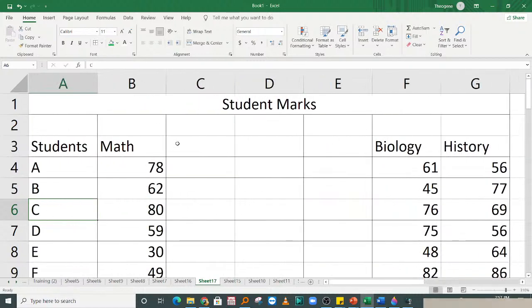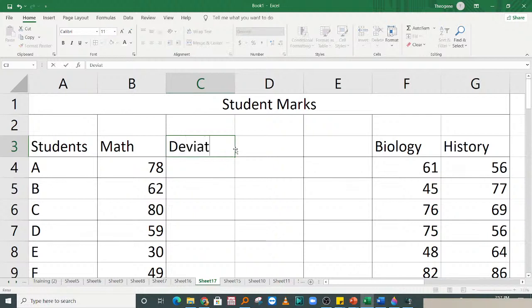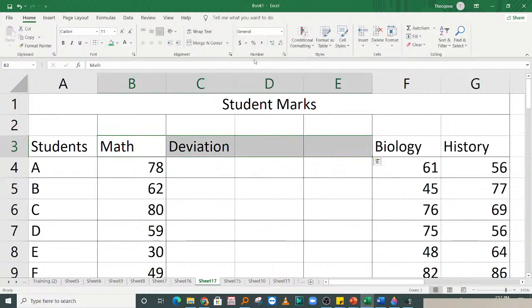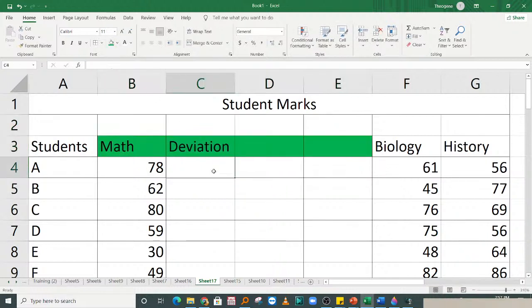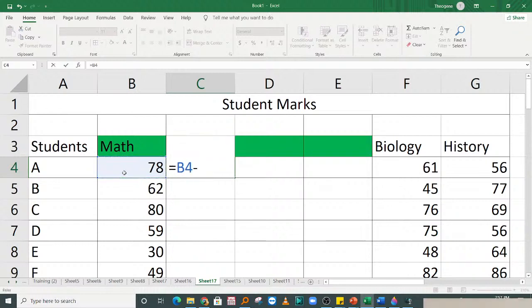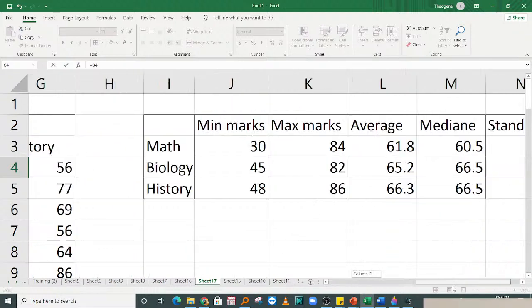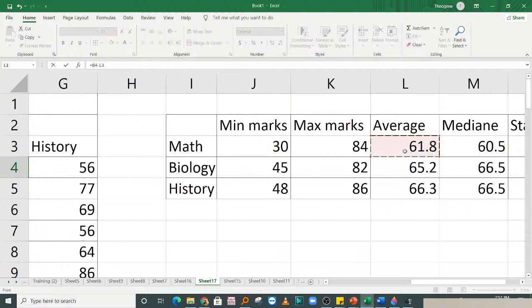So let us first calculate the deviations here in mathematics. The deviation we have seen, it is how one mark or one salary deviates from the mean, the average. That is what we call the standard deviation. It is how each point deviates.